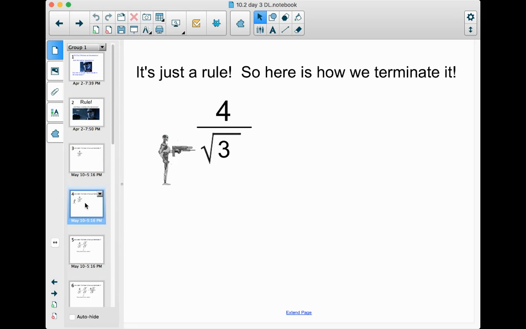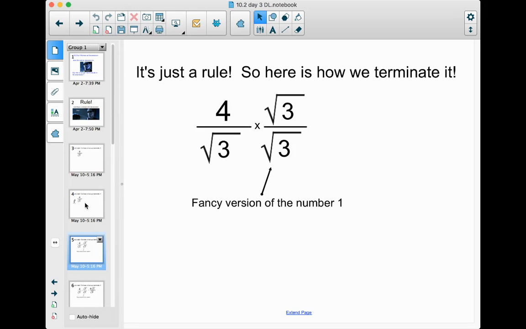All right, so we're just going to change how this value looks: 4 times the square root of 3. And the way we do that is we're going to look at that radical in the denominator there, and we're just going to multiply it by itself over itself, because that's just a fancy version of the number 1. Square root of 3 over square root of 3 is 1. So whenever we multiply a number by 1, we don't change the value. We're just going to change how it looks.